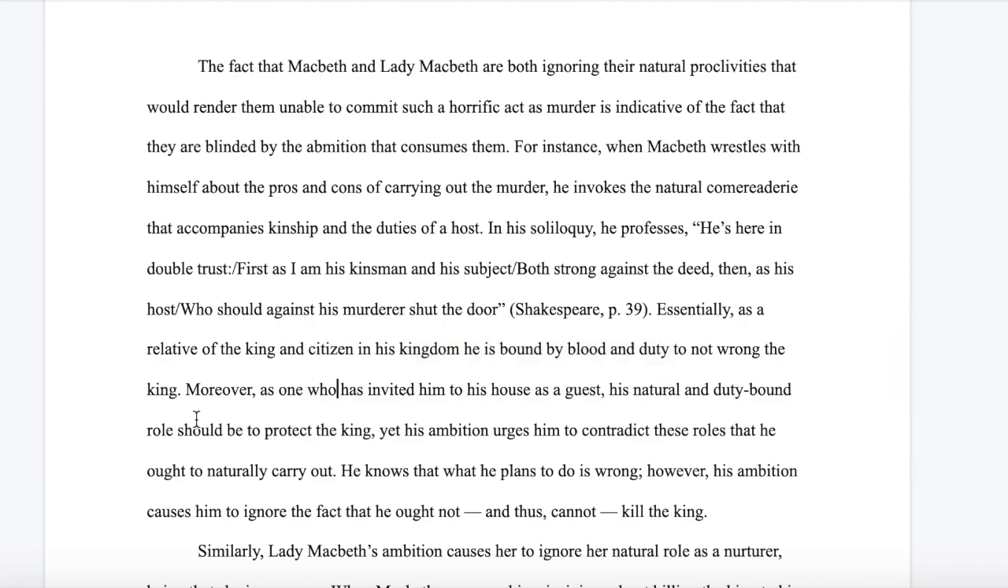So after that, I still explain what the quote means. So I talk about him being his host. The first two things that I was saying over here were in reference to him saying that he's his kinsman and his subject, not his host. I didn't get there yet. I get there in this sentence where I say, moreover, as one who has invited him to his house as a guest, his natural and duty bound role should be to protect the king.